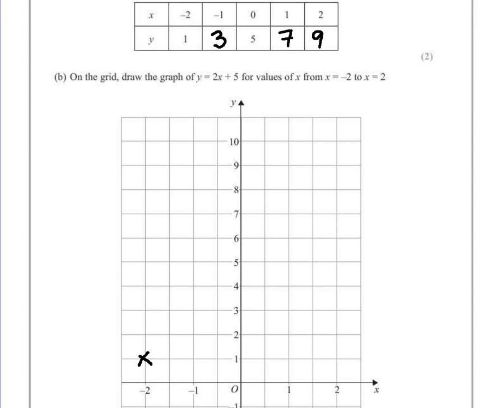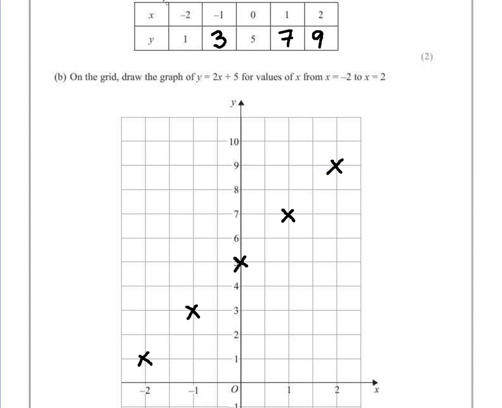The rest of our table should be quite self-explanatory to complete. When x is minus 1, y is 3, and the other value that we're given, x is 0, y is 5. Just by plotting those 3 points we can see we already have a straight line. You don't need to plot the rest of the points, but it could be an idea just to make sure that you've got them all correct.